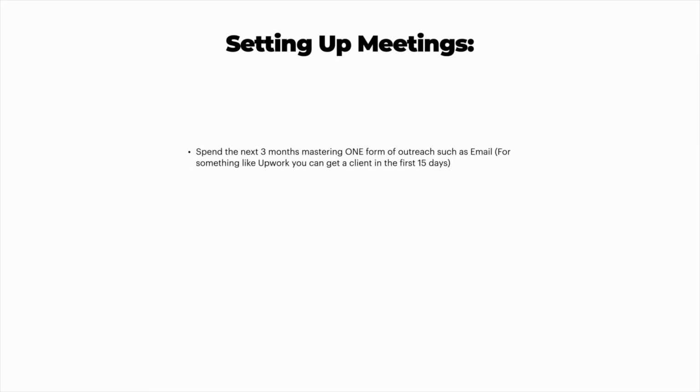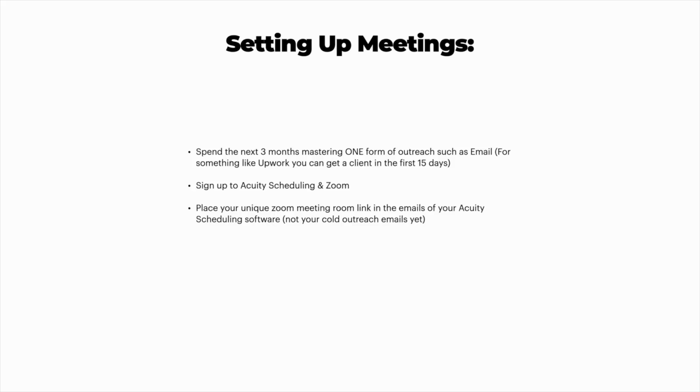I'm not even joking. So what I also want you to do is sign up to Acuity Scheduling and make sure you get a Zoom account so you can link in your meeting software and stuff like that, so they communicate with each other, so you can have automated meetings. I want you to also, like I said, just place your Zoom meeting room link into the emails of your Acuity Scheduling software. This is not your cold email outreach, by the way, not yet.